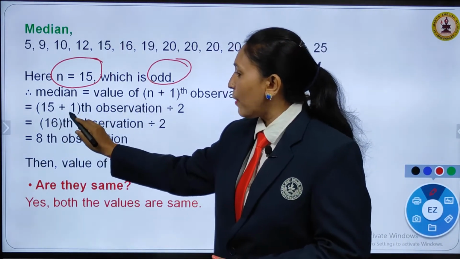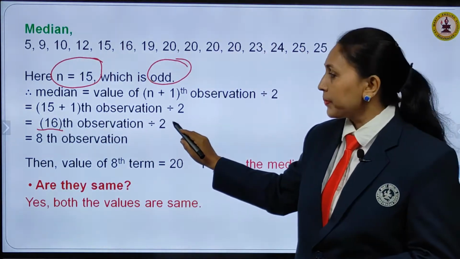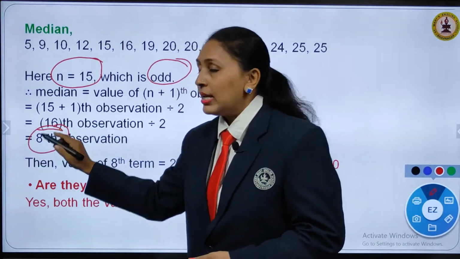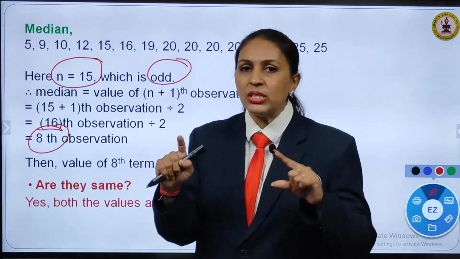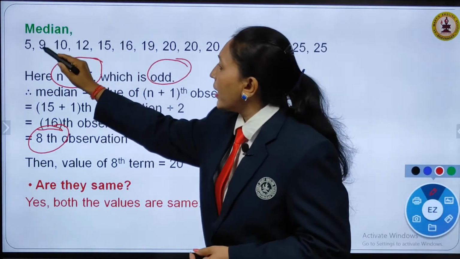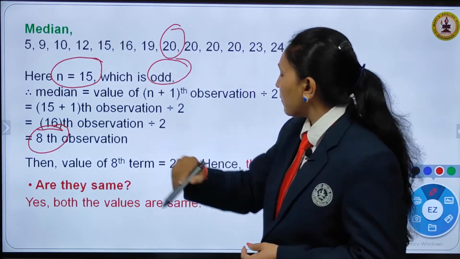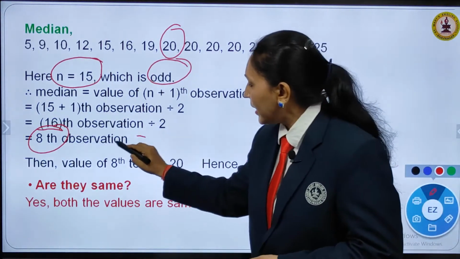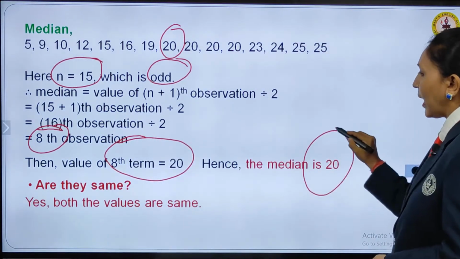Substituting the value of n here children, n is 15, plus 1, th observation dividing by 2. 15 plus 1 will give me 16. 16th observation divided by 2. Dividing 16 by 2, what I will get? 8th observation. Children, once again, 8 is not the median. 8th observation is your median. So let us find from the data which is the 8th observation. 1, 2, 3, 4, 5, 6, 7, 8. What is the 8th observation? 8th observation is 20. So what is your median? What is your 8th term? 20. Hence, the median is 20.